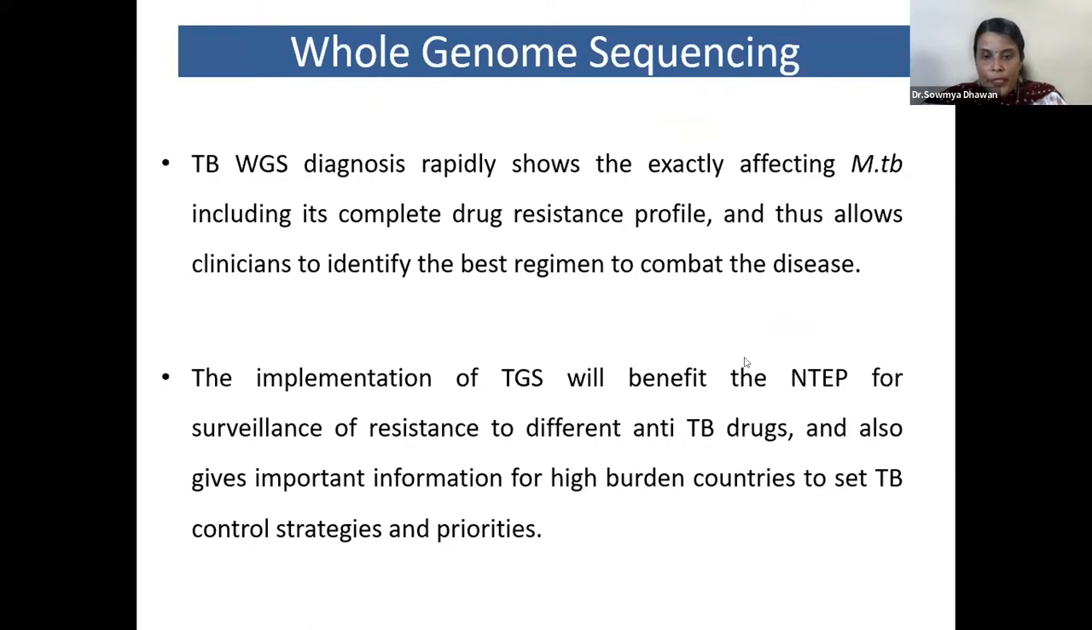As I already discussed, right now in the program, we are focusing on surveillance. We should understand what the mutation pattern is, what strains are available, and what kind of mutations are present in different geographies. After that, this will be implemented in the diagnostic algorithm. Presently, this has been done in a few of our national reference laboratories. Gradually it will be expanded into other laboratories available in the NTP program.